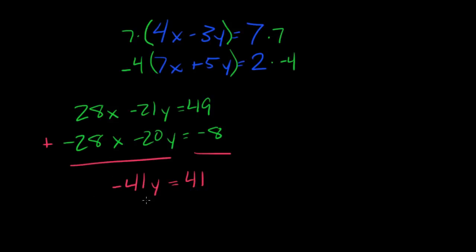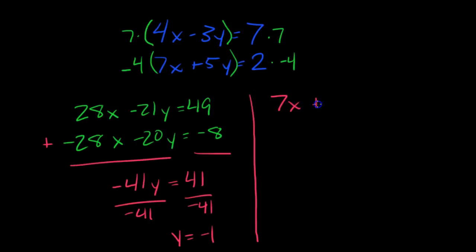So the x's canceled out this time. Divide both sides by negative 41. y is equal to negative 1. So I know what y is. Now I need to figure out what x is. So I'm going to use the bottom equation again, like I did the last time. 7x plus 5y is equal to 2. And now I'm going to substitute negative 1 in for y.